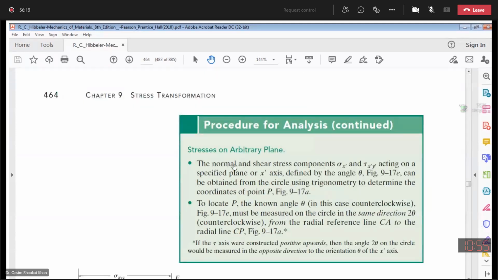The last thing which we have discussed is this: a plane defined by any angle theta. Okay? They say the angle is theta, and we want to find the stress components on it. So whatever that angle is, you will take double of that in the same direction from the radial reference line CA and draw the line CP. Where this line cuts the Mohr circle, that will be your point P, and from the Mohr circle you will get your coordinates.